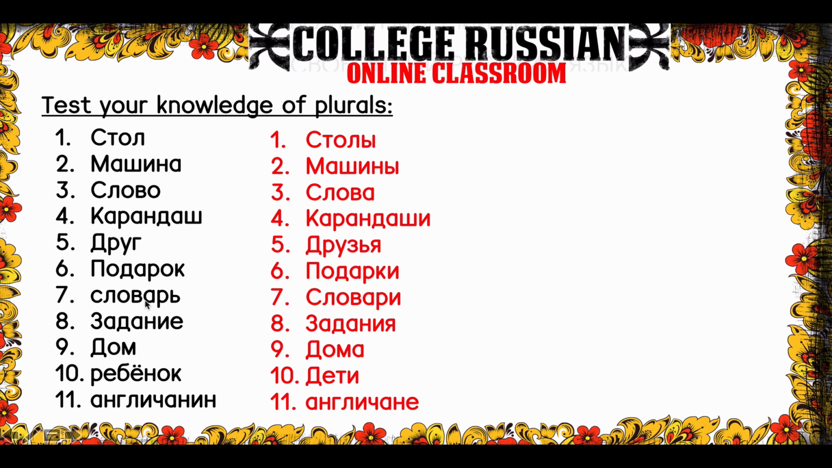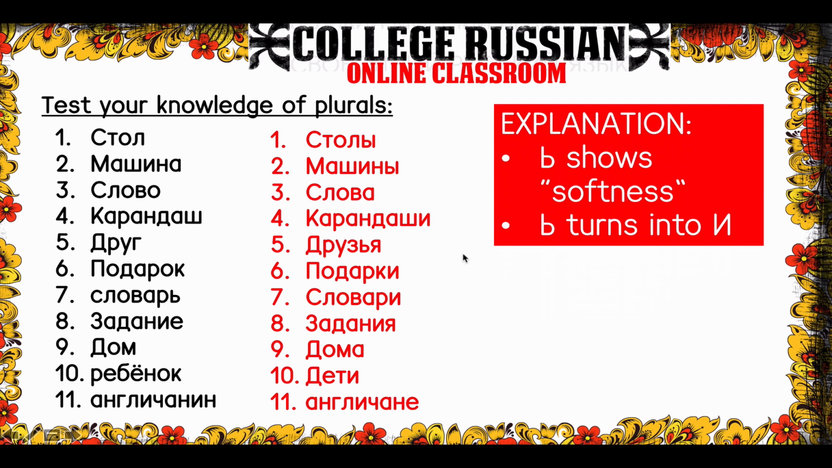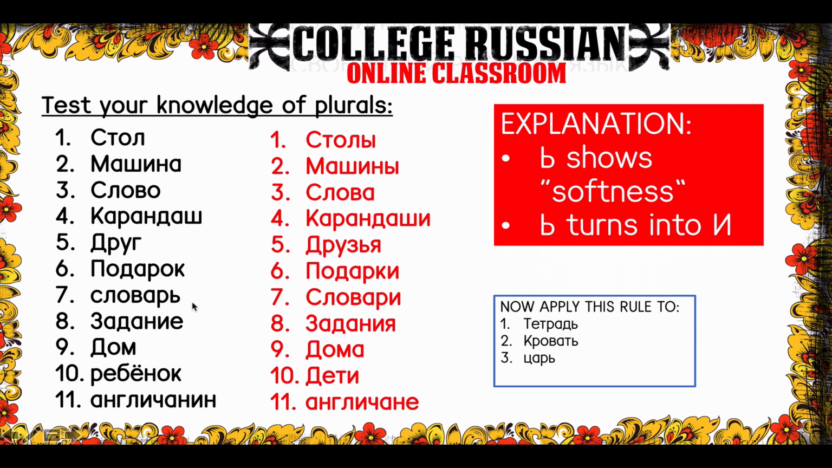Next, словарь went to словари. All right, so the мягкий знак tells us that this R is a soft R. So we cannot write a Ы after a soft R. It has to turn into an И. So there you go. And then you could apply this rule to тетрадь, that we know this D is soft, so this has to turn into an И. Тетради, кровать, кровати, цари. Those all are soft. They have to turn into an И.